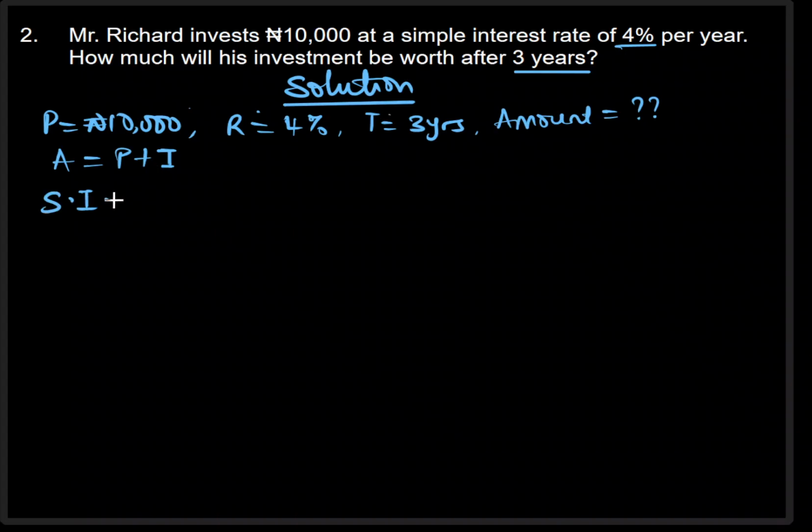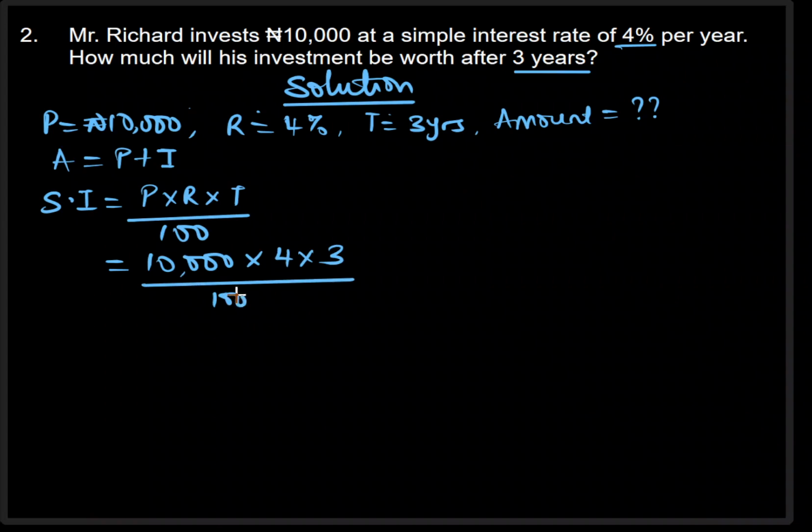So simple interest equal to principal times rate times time all over 100, and that will give us 10,000 times 4 times 3 all over 100. So this cancels this. Right, so we'll be left with 4 times 3, 12. 12 times 100 will give us 1,200 naira. So this is our simple interest.